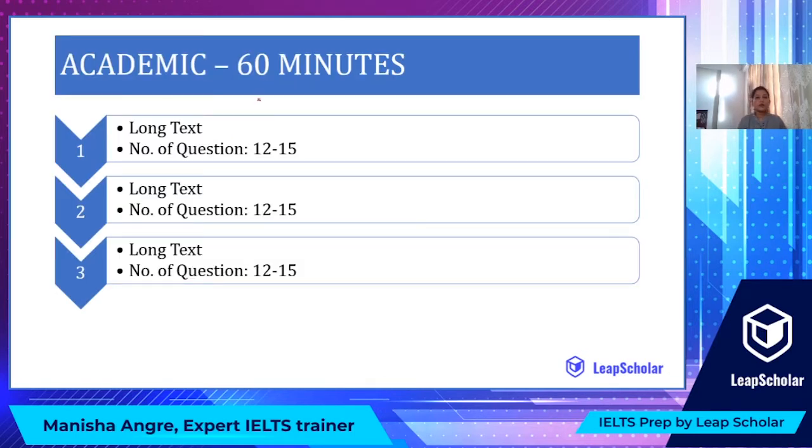The academic module, again, as discussed, is of 60 minutes. Now, what do you expect in 60 minutes? First, there are three sections or three passages, three long texts that you will come across, followed by 12 to 15 questions in each. These long texts can be taken from multiple sources like books, magazines, newspapers, and editorials. These texts are real and they are not fiction.